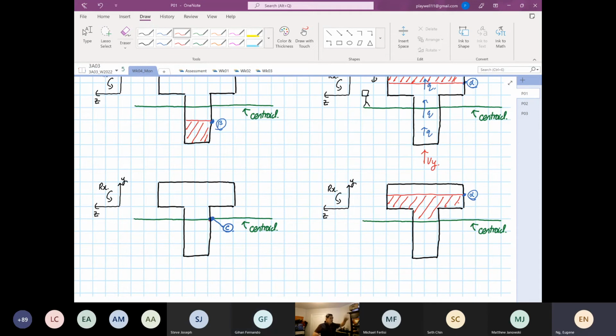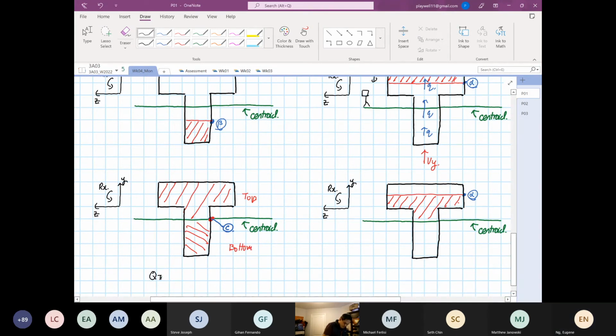Yeah. If it's the centroid, it means the first moment of area at the top, not the cross-sectional area, and the first moment of area at the bottom are going to be exactly the same. Yes or no? So if I call this top and this bottom, the first moment of area Q top is equal to the first moment of area Q bottom. It's exactly the same.